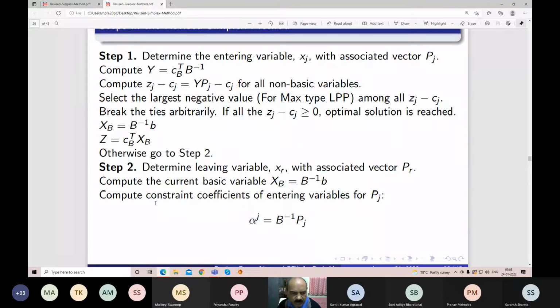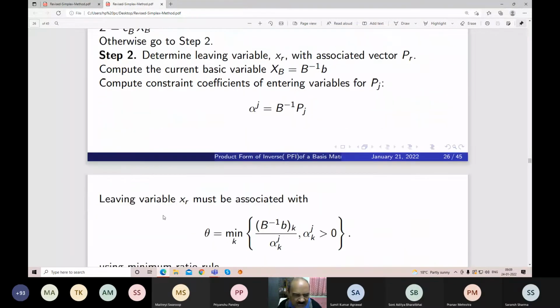Compute the constraint coefficient of the entering variable pj. That is alpha j equal to B inverse into pj. What we are doing in the product form of inverse is B inverse into a column, that is our pj, B inverse into pj. So we have got the alpha j, the column vector.